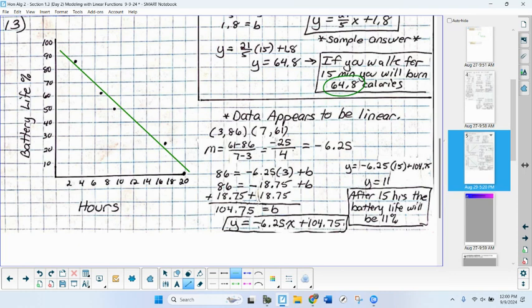Yes, sir? Is it okay if I have the slope still as negative 25 over 4 or whatever? Yep, that's fine. Yep, absolutely. Absolutely. Anybody else?